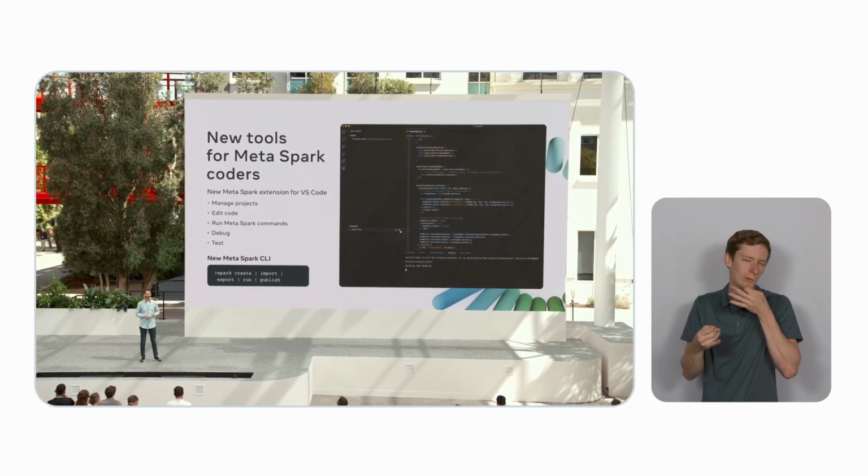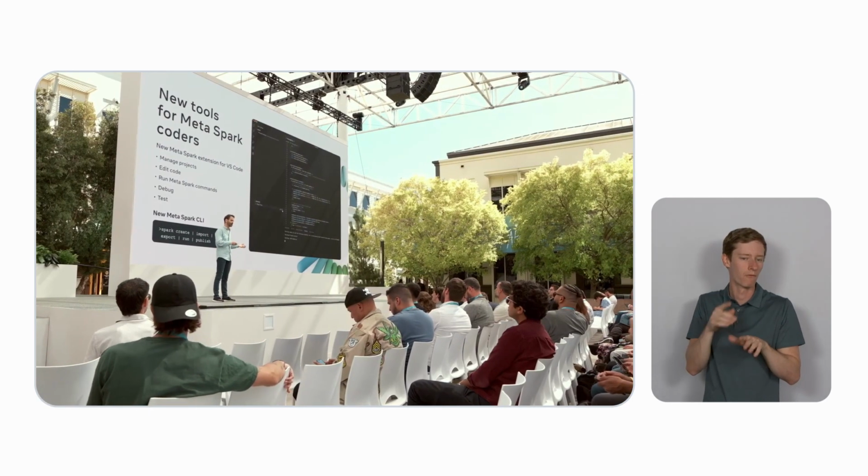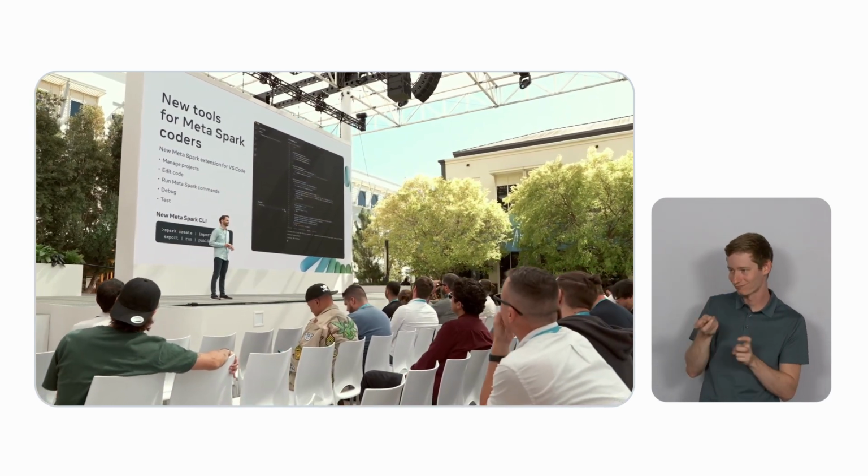And with the Metaspark CLI, you can streamline operations. You can run headless operations and commands to create projects, import assets, also in batches, export and run AR effects, and more. For example, you can now also publish an effect to the AR Hub directly from the CLI.